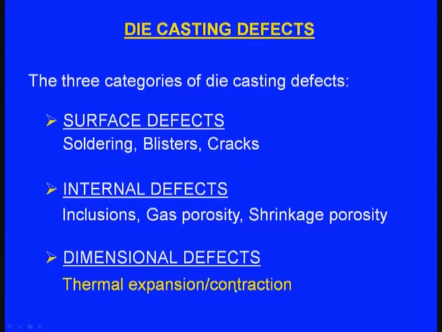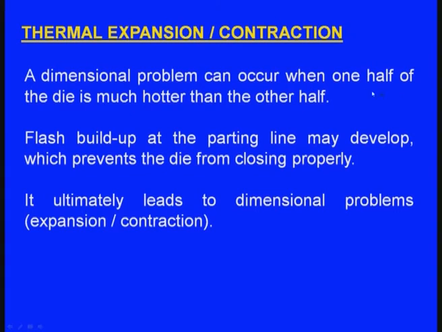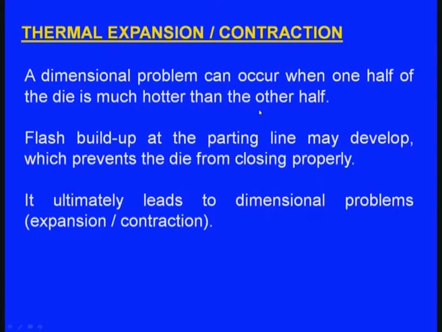Thermal expansion or the contraction. A dimensional problem can occur when one half of the die is much hotter than the other half. There will be two dies that we know very well. These two dies must be at the same temperature. If one half of the die or one die is hotter than the other half, this problem can occur.